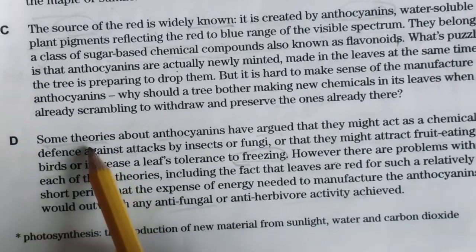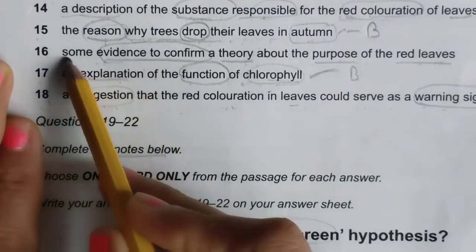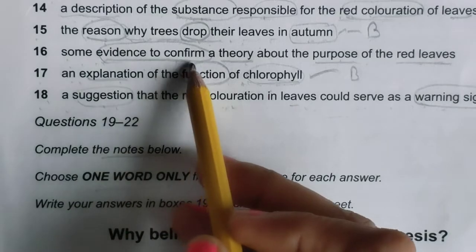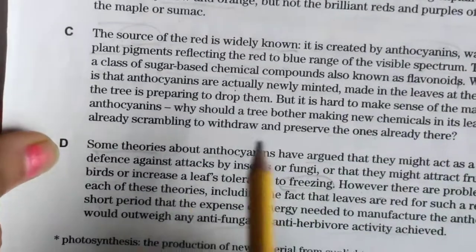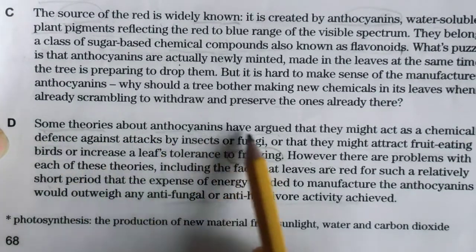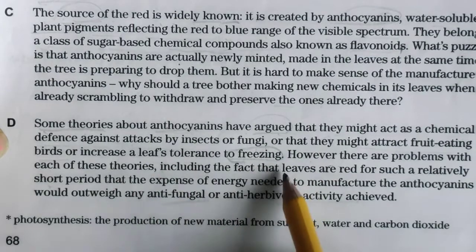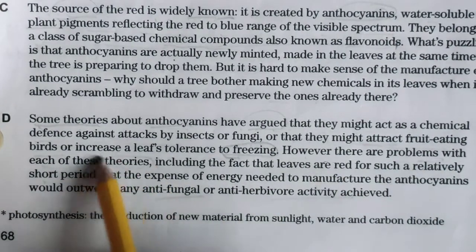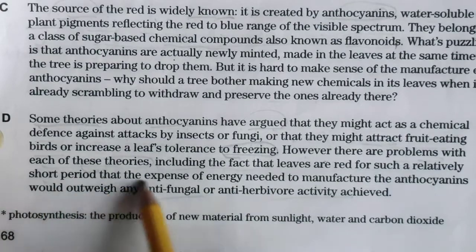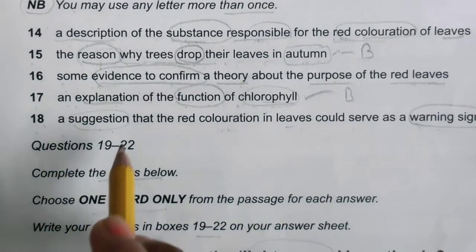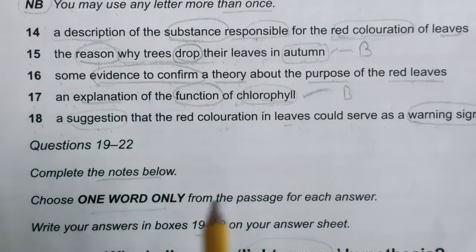Okay. Now they are talking about theories, because here, theory means some evidence to confirm a theory. Yes, the word theory we found, but here they are saying some evidence to confirm. But in this paragraph, all the things they are denoting are that some theories have argued. Argument is there. There is no confirmation that they might attract, and however there are problems with each of these theories, including the fact that leaves are red. So I don't consider that in this D paragraph we will find this answer. Sorry, 16th answer. Okay. Now let's move on to the E paragraph.